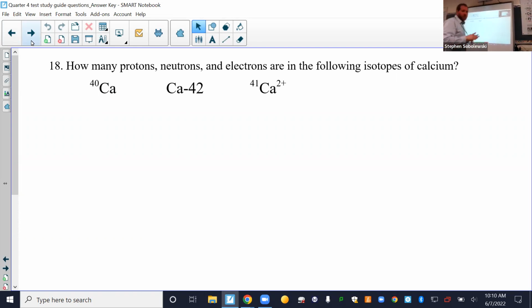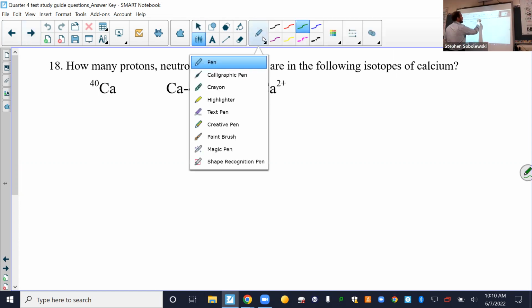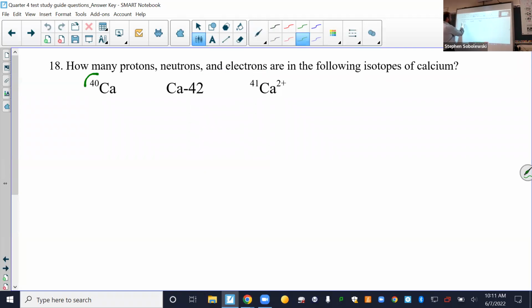So remember, what makes something an isotope? It's the different numbers of neutrons, okay? Same number of protons, different numbers of neutrons. So what we see here are two ways of showing isotope notation. The number you see here in the top left, or written after the dash, these are two different ways of writing the same thing.